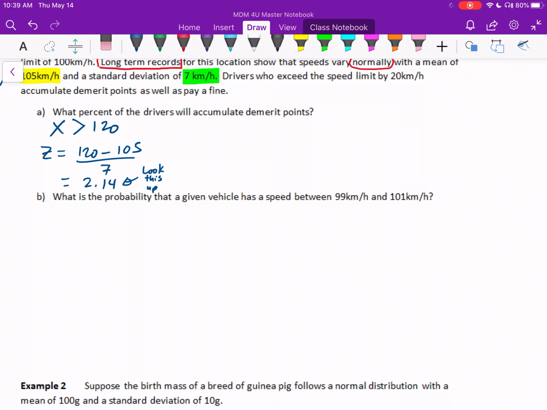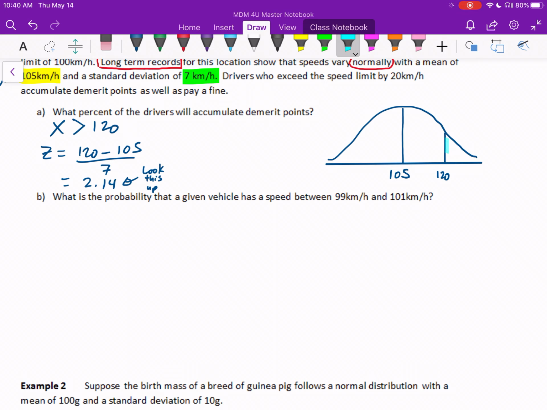So I'll use my line drawing tool to get a nice flat base here. And I'll draw my normal sketch of my normal curve over it. And just put some critical information on here. The mean is in the middle. That's mu, that's 105 kilometers per hour. We want to find out what percent of drivers are going to be caught driving 120 kilometers an hour or more.